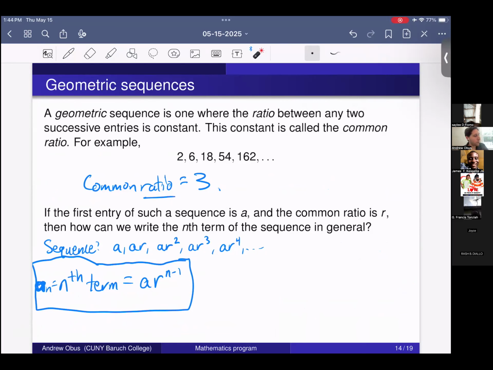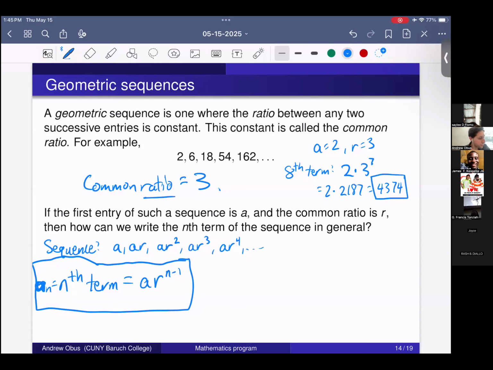Okay, and so here with this particular sequence, we have a equals 2 and r equals 3. And if we wanted to know the eighth term, that would be 2 times 3 to the 7th. What's 3 to the 7th? This actually turns out to be 2187. So this comes out to be 4374. And that'll be the eighth term of this sequence.